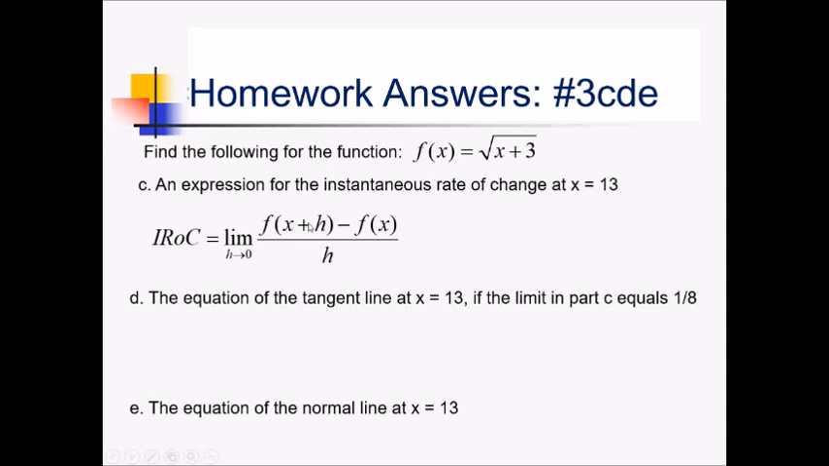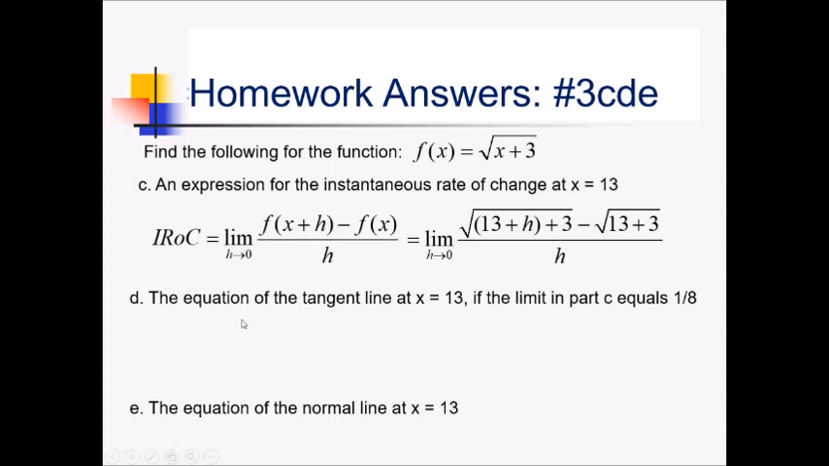So we're going to be basically plugging x plus h in wherever we see x in this function, and then we're going to replace the x in the x plus h with this 13. So I'm going to be doing square root of 13 plus h plus 3 minus square root of just 13 plus 3. All of that over h, and still got the limit as h approaches 0. And this is it. This is an expression for the instantaneous rate of change. Basically figuring out the slope as the distance between these two things gets smaller and smaller and smaller.